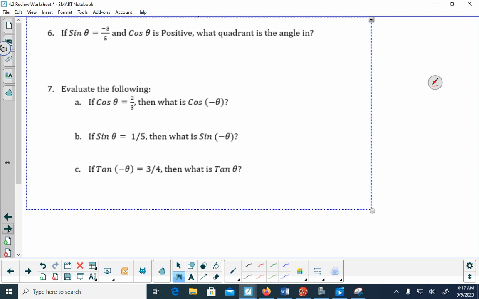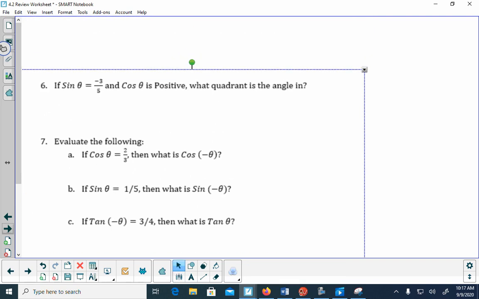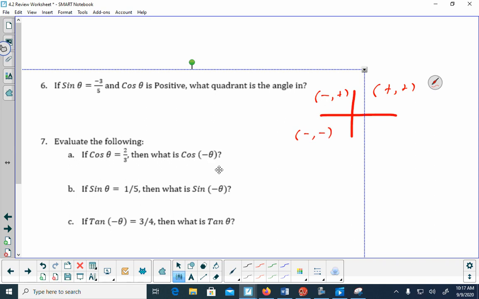Number 6 says, if the sine is negative 3/5 and the cosine is positive, what quadrant is the angle in? So this is asking you to remember when we talked about positive and negative. We said in the first quadrant both were positive. In the second quadrant, the x value was negative, the y value was positive. Third quadrant, they were both negative. And in the fourth quadrant, the x was positive and the y was negative.